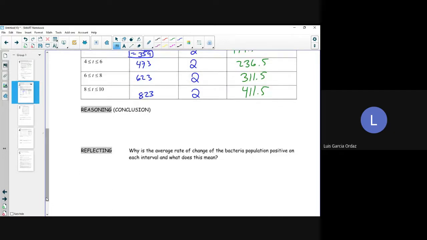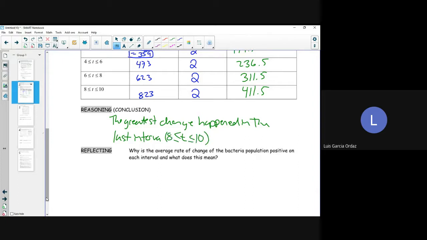So what can we conclude from this? We can conclude that the greatest change happened in the last interval, which was t is greater than 8 but less than or equal to 10.